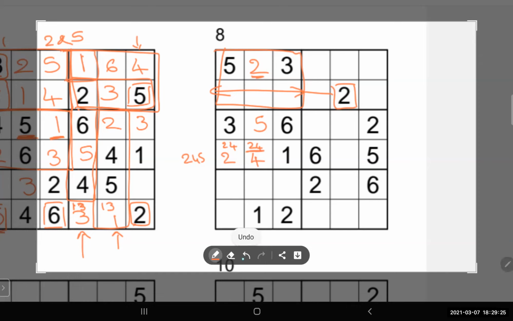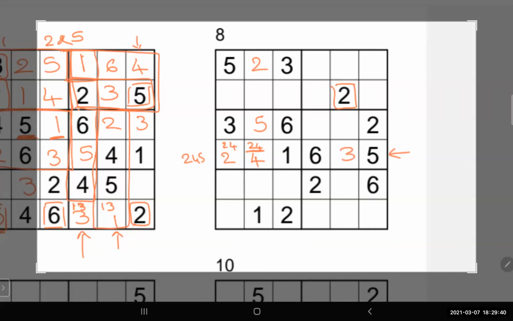Is it clear, or do you want me to go over the steps again? No, sir, it's clear. Understood? Okay, great. Between 5 and 3, 2, what is the number missing in this row? 1, 2, 3, sir. Good.